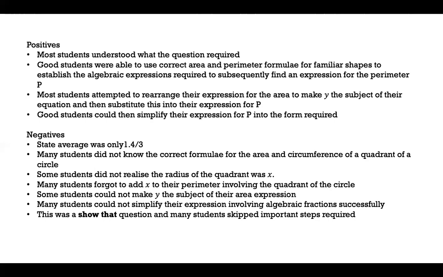Once some students did successfully make Y the subject, and there were many variations that were acceptable, they could not show how they used that to get the final simplification for P. And as this was a show that question, some students skipped important steps that you needed to show to get full marks. The most common step skipped was the one where you had to expand the brackets for the substitution of Y and then simplify the expression.